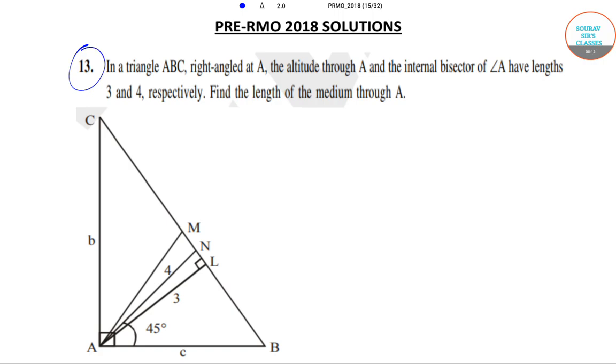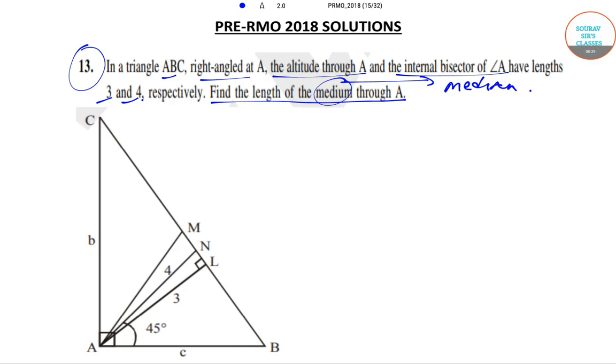In this question number 13, it has been said that in a triangle ABC, which is right angled at A, the diagram has been given over here. We have already drawn the diagram. The altitude through A and the internal bisector of A have lengths 3 and 4 respectively. Then we need to find the length of the median through A.